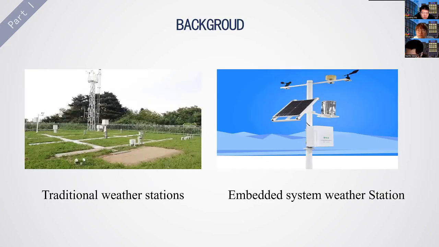Now let me introduce the background: traditional weather stations and the embedded system weather station. The first one is the traditional weather station. This station is an infrastructure embedded in the early days of the development of meteorology, which is usually located in different geographical environments. And the second one is the embedded system weather station. This station is a new generation of weather monitoring system based on advanced embedded technology, which is realized by DHT11 and BMP280.